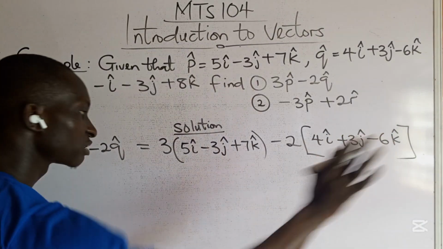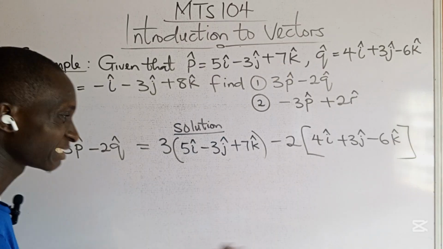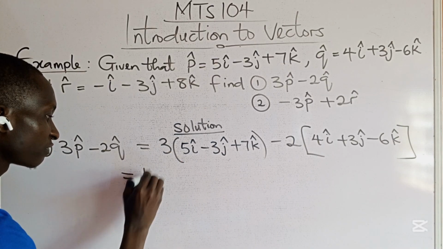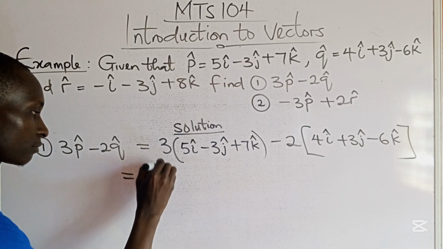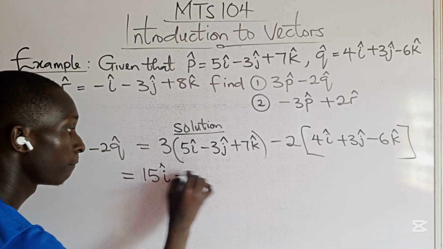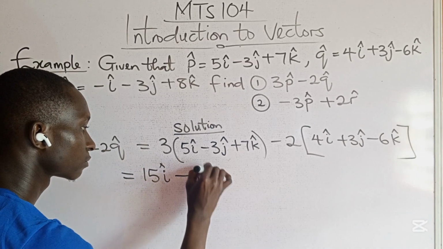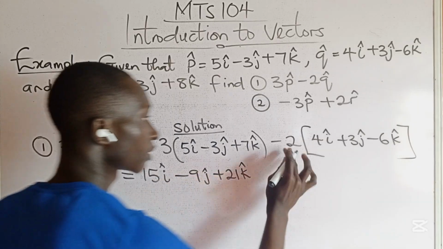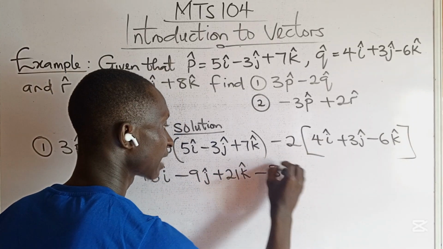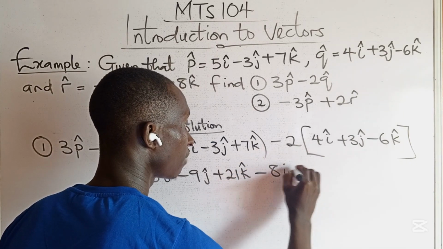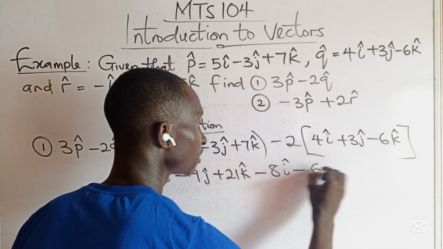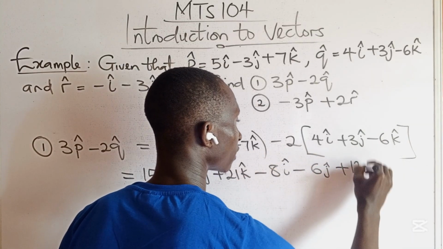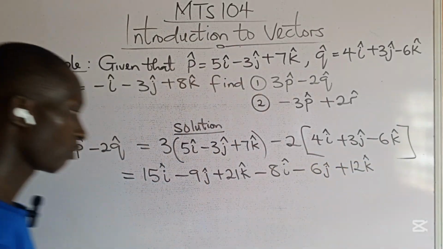Now, let's multiply all through by expanding the bracket with each of the scalars. So 3 times 5 becomes 15I, minus 9J, plus 21K, minus 8I, minus 6J, then plus 12K. Now, what next do we do?